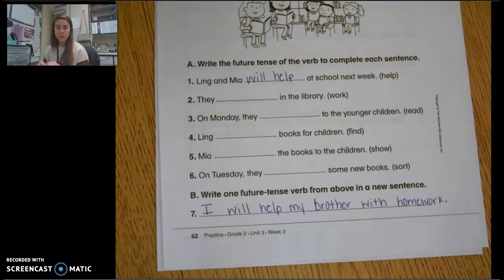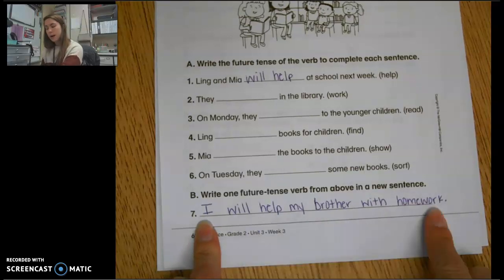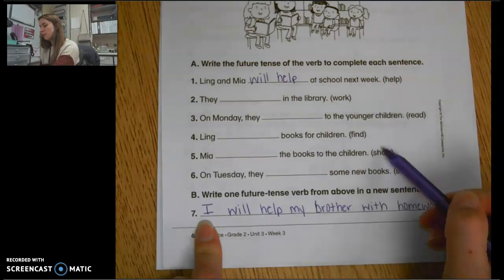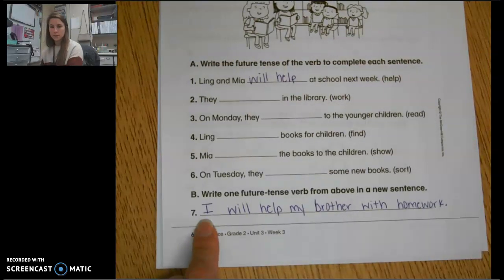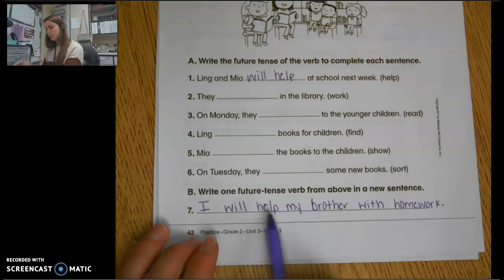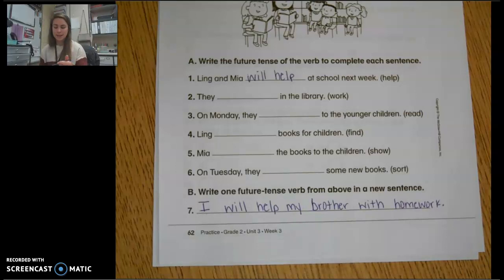And two very important pieces that you need to do to get full credit for this. You must start your sentence with a capital letter and you must end your sentence with a period. Okay? You cannot use my sentence. You must think of your own using any of these verbs that you see up here. Okay? You'll write your own sentence using a future tense verb. So you have to have the word will in front of your verb, capital letter to start your sentence, and a period at the end. When you are done, go ahead and turn it in.